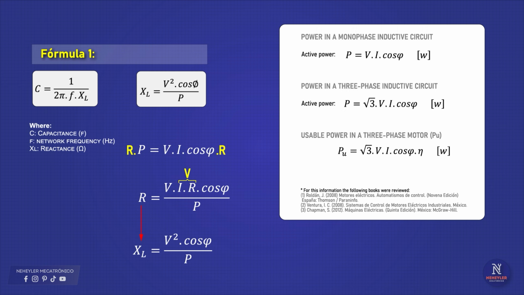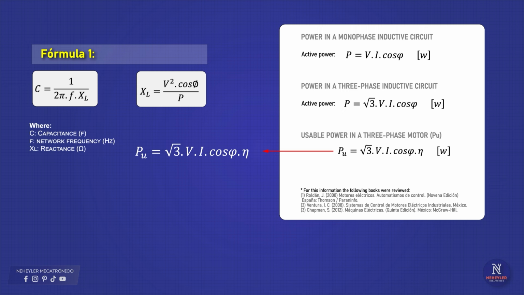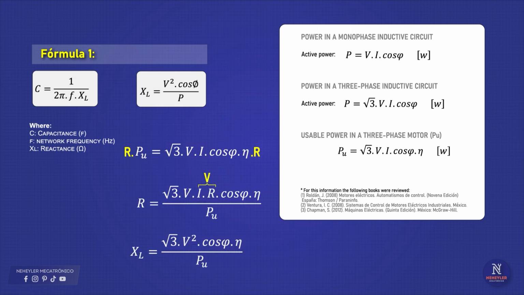But here the question is, why don't we use the formula for the useful power of the three-phase motor? Let's look at that formula, let's see what it gives us. We do the same procedure as the previous deduction. We multiply by the resistance on each side, we order, and at the end we obtain the formula for reactance, but this time assuming that it is for a three-phase motor.